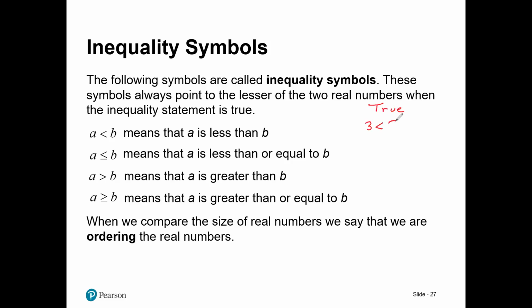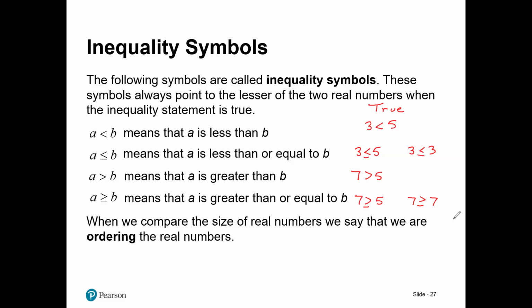Well, 3 is less than 5. 3 is also less than or equal to 5. You can also say 3 is equal to or less than 5. So those are also true statements. Or we can have A is greater than B. Well, 7 is greater than 5. 7 is also greater than or equal to 5. And we could also say that 7 is greater than or equal to 7. It's just an example of how these work.